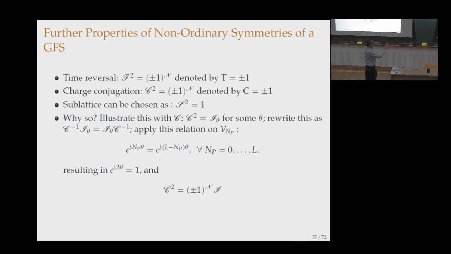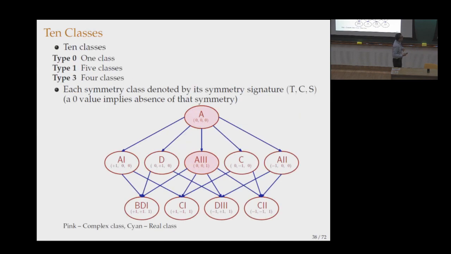Okay, so now you see, by taking into account all possible values, t square is plus 1 or minus 1, similarly c square is plus 1 or minus 1, but s square will always be 1, you will realize that the intrinsic symmetries can be realized in the following way, right? Type 0, no intrinsic symmetry, that means time reversal 0, charge conjugation 0, sublattice 0, no intrinsic symmetries. So this is called class A.